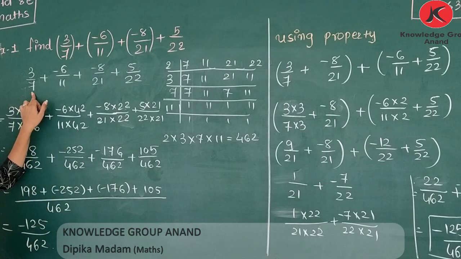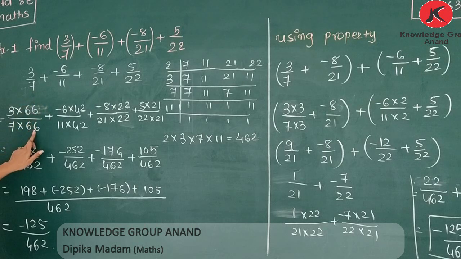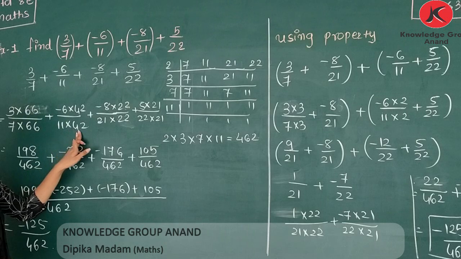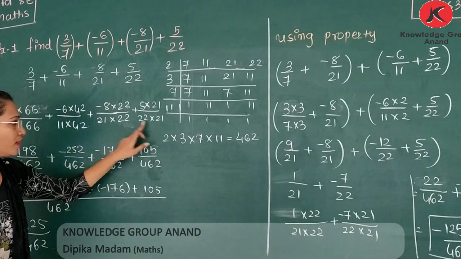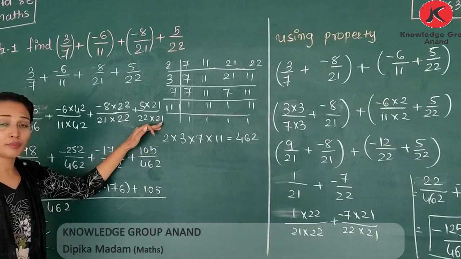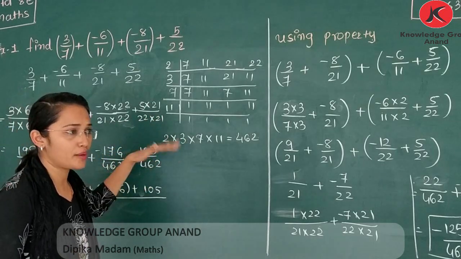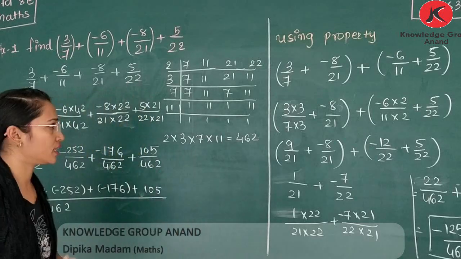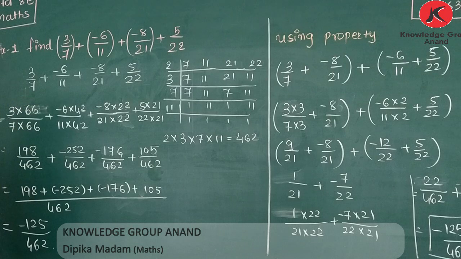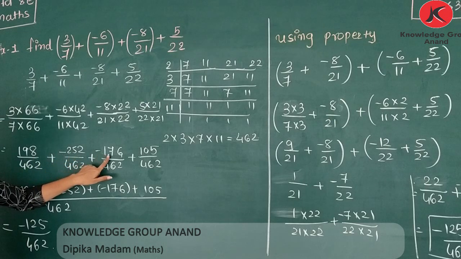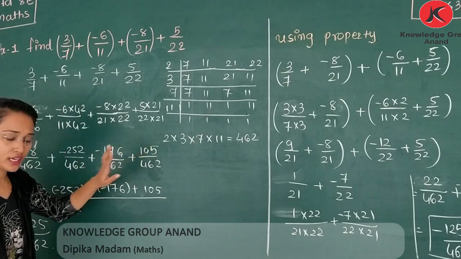To get 462 here we need to multiply with 66, and here with 42, here 22 and here 21. Whatever number we multiply in the denominator, we need to multiply the same number in the numerator. So we get 198, minus 252, minus 176 and 105.